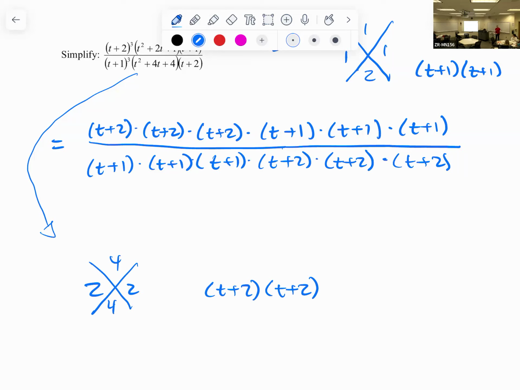What is super awesome about this problem? This becomes a 1. I see 3 t plus 1s on the bottom, 3 t plus 1s on the top, 3 t plus 2s on the top, 3 t plus 2s on the bottom. Oh my gosh, it all cancels. So satisfying. Is that problem worth skipping? The answer was literally 1. Don't get overwhelmed. Breathe. Look how sometimes it just becomes the best answer there is. 1, 0, or infinity. Those are the best answers.